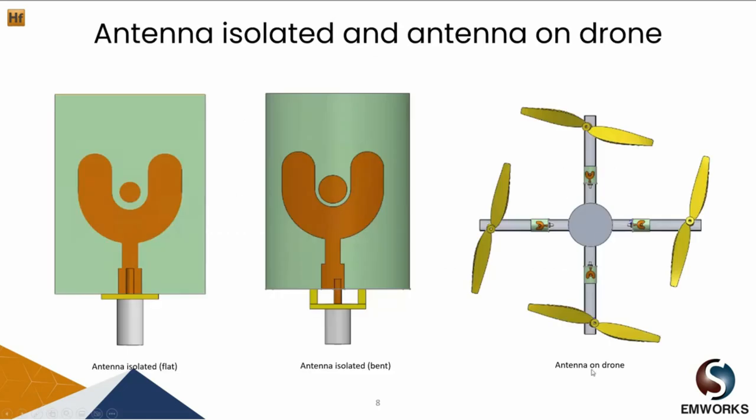Today we'll be looking at 3 antenna configurations. First we'll look at the antenna isolated, which has a flat surface. Next we'll see the performance of the antenna when its structure is bent. Last we'll be looking at the performance of the antenna on a drone.